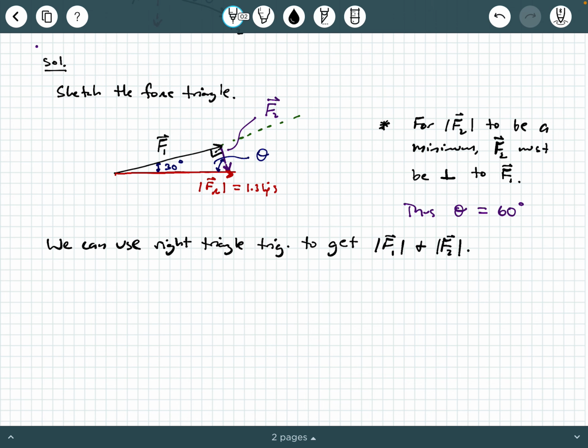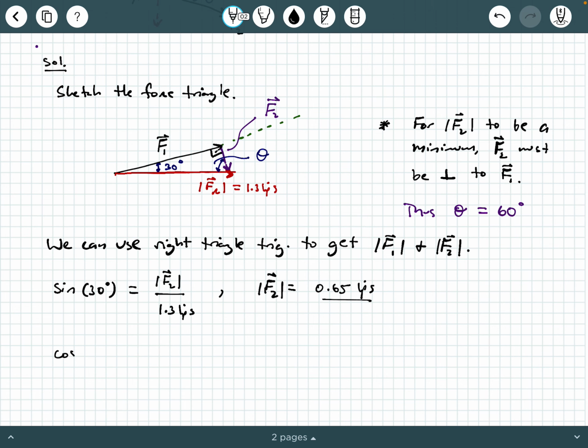So how do we do that? Well, we can just look at that triangle and say the sine of 30 degrees is equal to opposite over hypotenuse. In this case, the opposite side is the magnitude of F2. Hypotenuse is 1.3 kips. And so we'll get the magnitude of F2 to be 0.65 kips. And that's one of my answers.